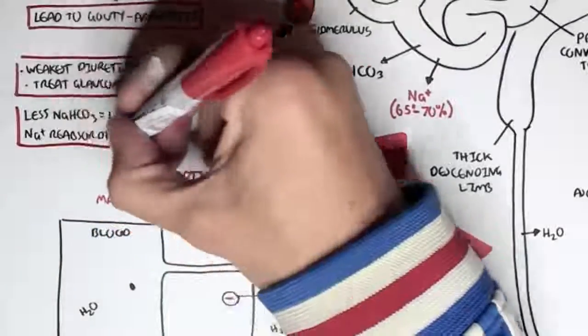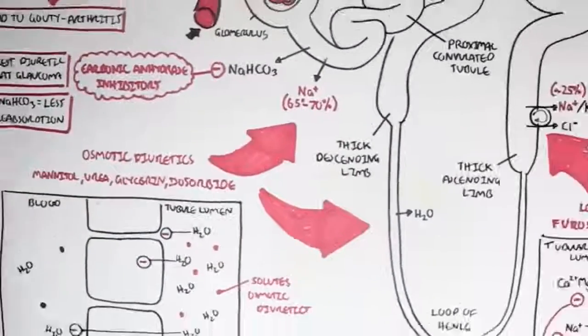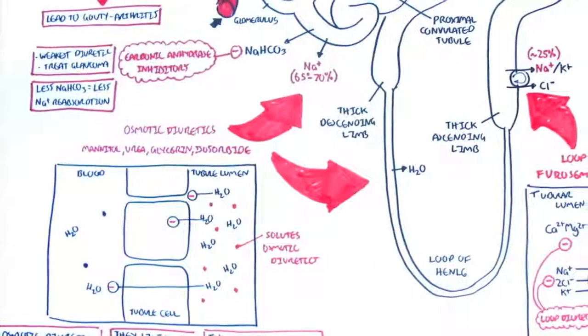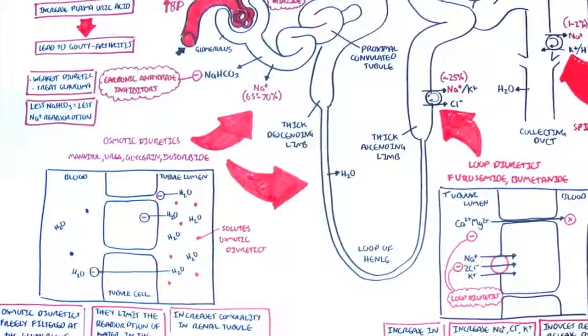So I hope you enjoyed this video on diuretics. We learned that diuretics essentially work to decrease blood pressure, and therefore they can be used to treat cardiovascular diseases where we see most often an increase in blood pressure.